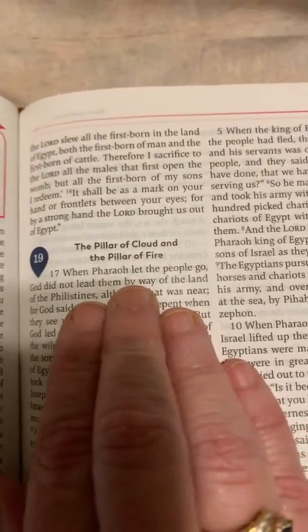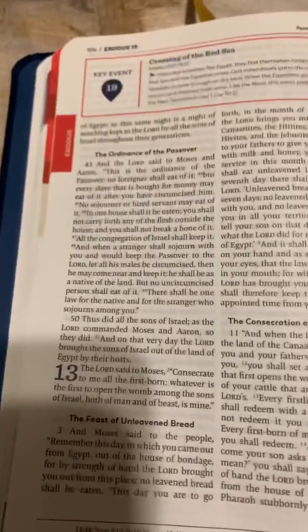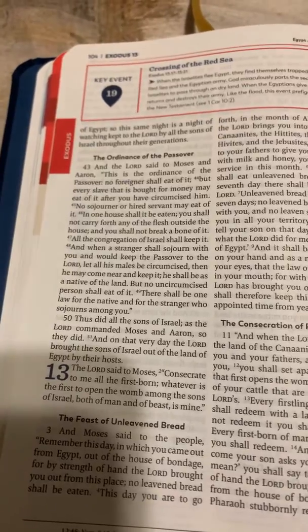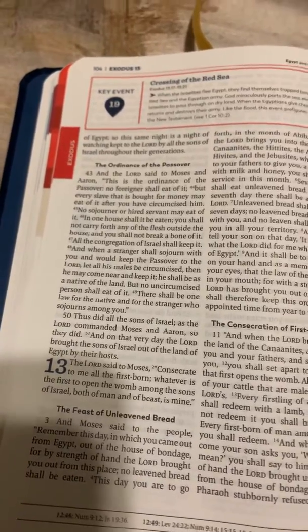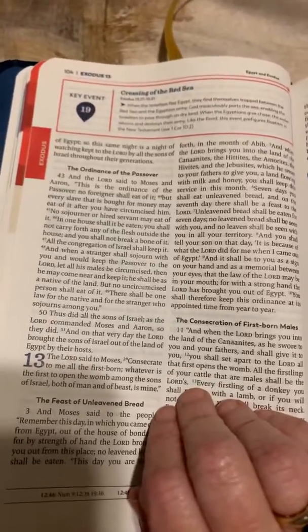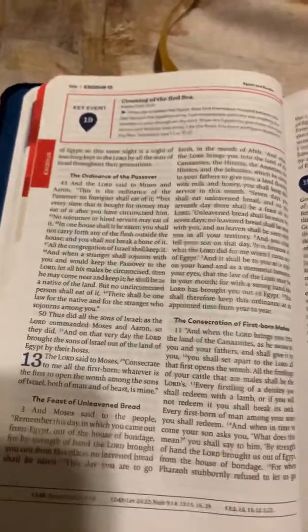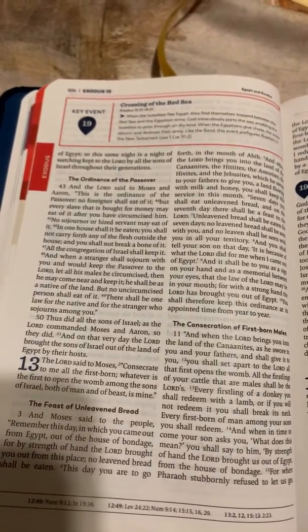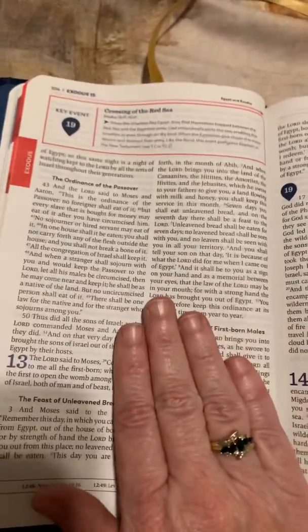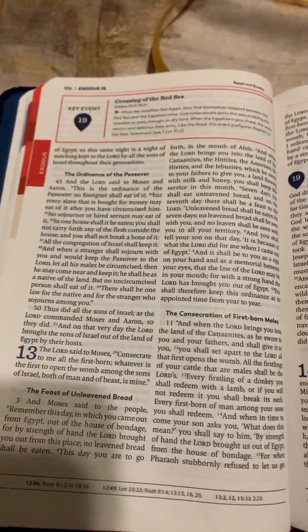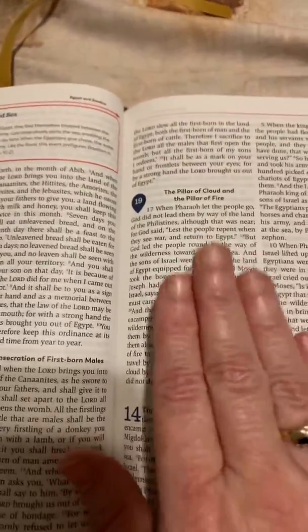Okay, so 13. Then the Lord told Moses, consecrate to me all the firstborn. So we know we're supposed to do that to this day. Every firstborn of every family is supposed to be consecrated to God. Today, still. It's another foreshadowing of Jesus as well. And it actually says this in here. There should be a mark on their hand and between their eyes. That was strange to me. So the pillar of smoke during the day is fire.